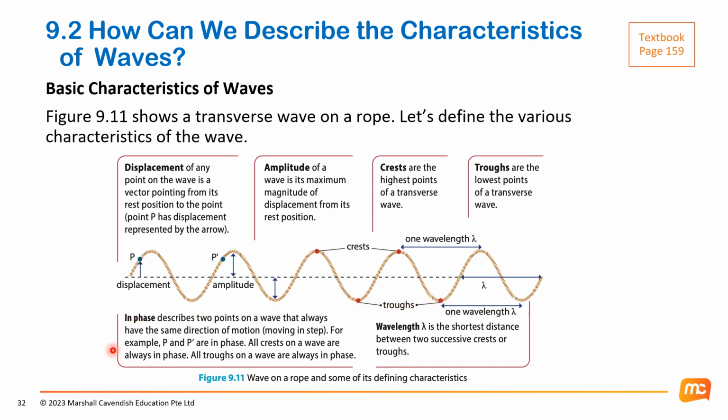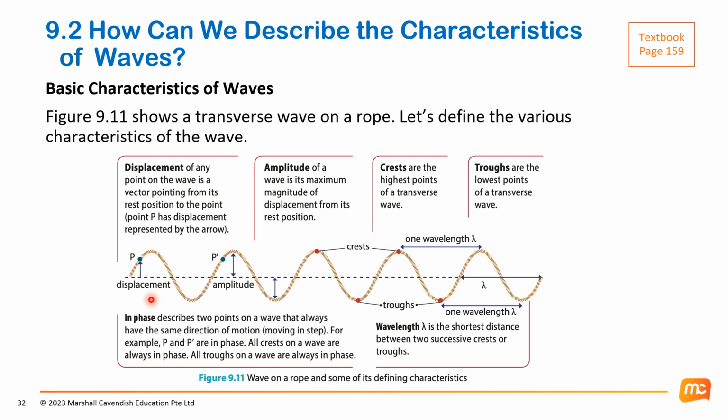You can see over here, in phase describes two points that always have the same direction of motion, or they're always in step. So for example, P and P prime here are in phase. They're always at the same displacement, or the same height. All the crests are also at the same displacement, and all the troughs are also at the same displacement as each other, so they're all in phase.